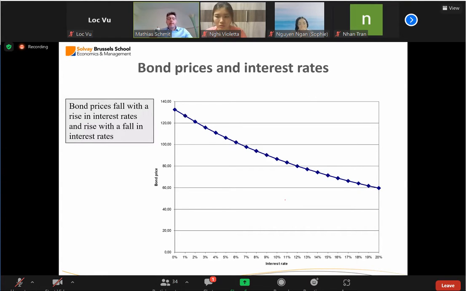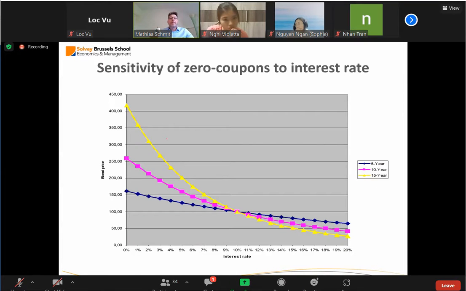When the interest rate increases, the value decreases. There is an inverse relationship between the level of the interest rates and the prices. This is just an example for the zero coupon bonds: the sensitivity of zero coupon bonds to the interest rate.